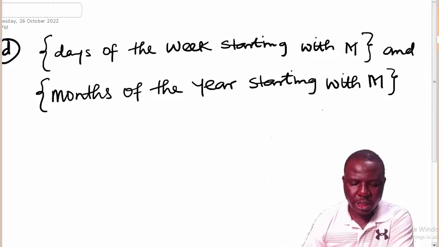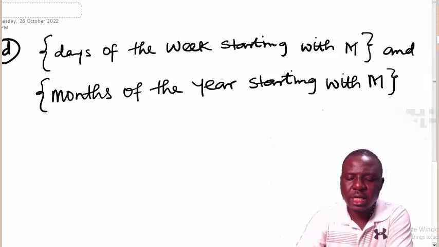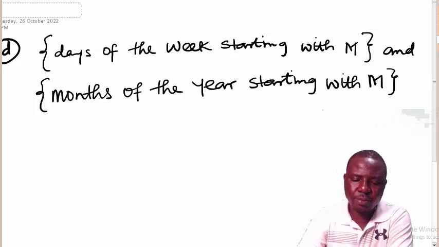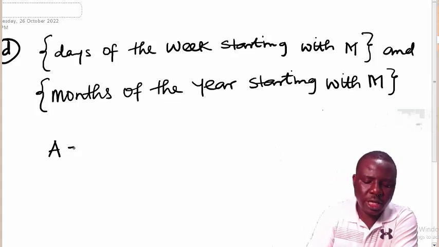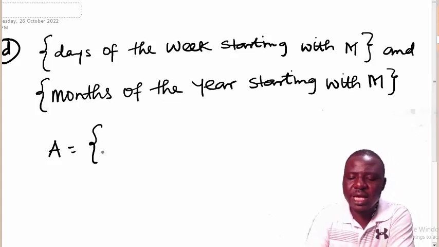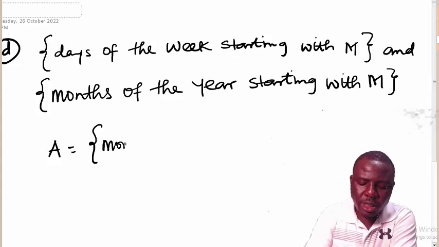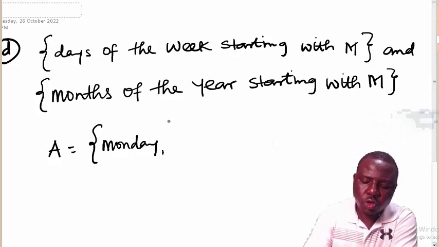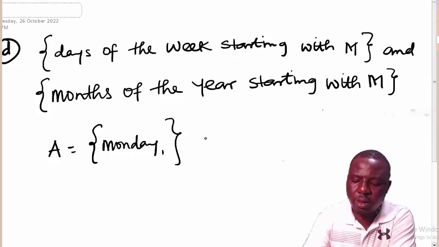Question 3, D says, days of the week starting with M and months of the year starting with M. So let this also be a set A, which is defined as days of the week starting with M. We have Monday, Tuesday is not, Wednesday is not, Thursday, Friday, Saturday, Sunday. So this set contains only Monday.